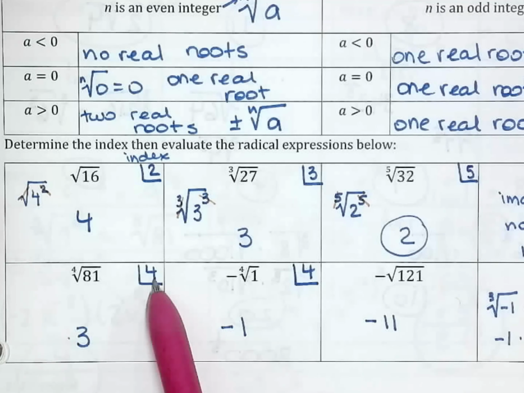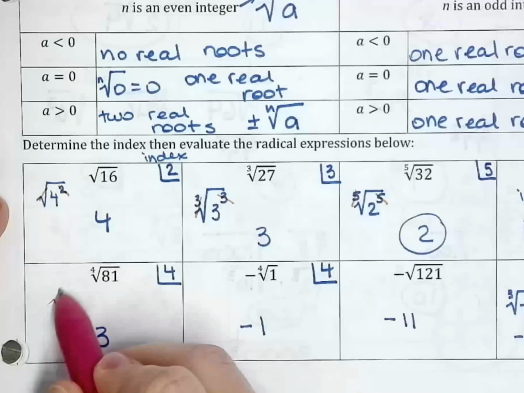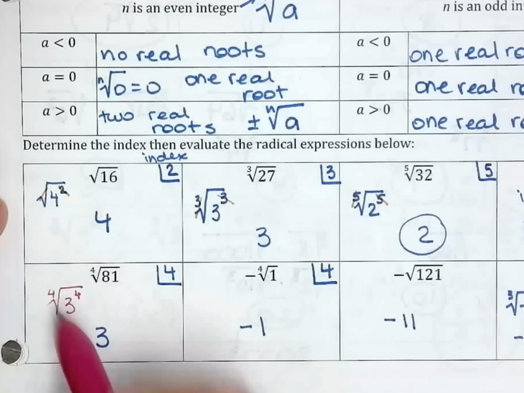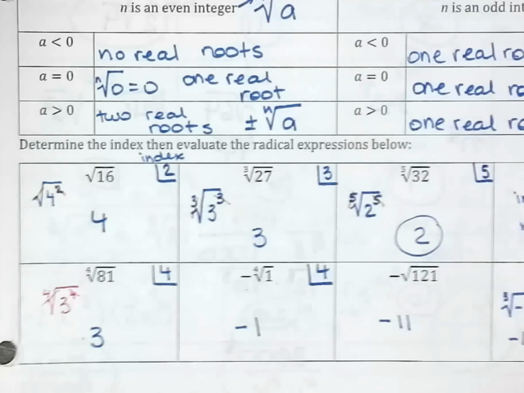81, right here, this 4 means that that's the index 4. If I rewrite 81 as 3 to the 4th power, I get 81. When the index and the exponent simplify, voila, I have 3. So you get it.